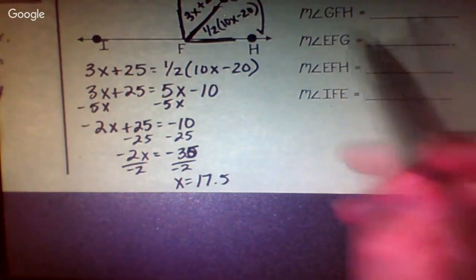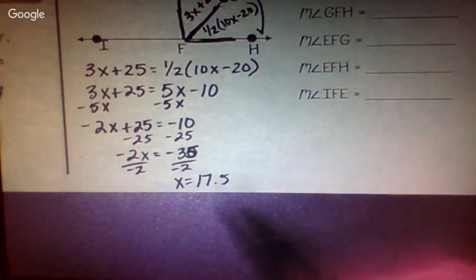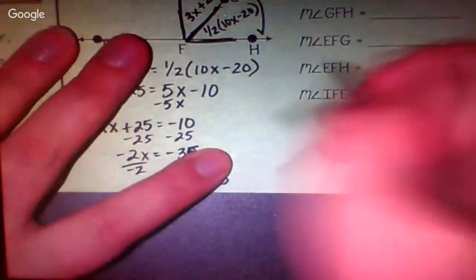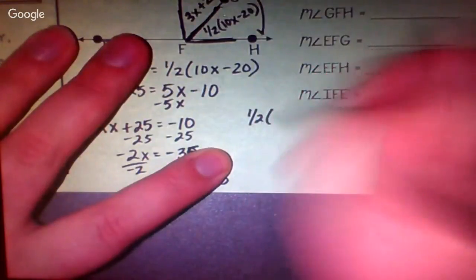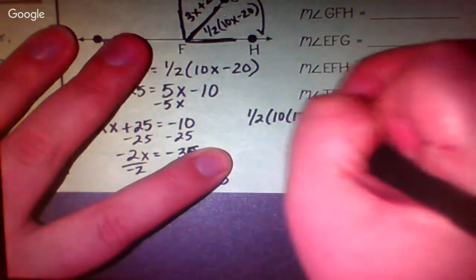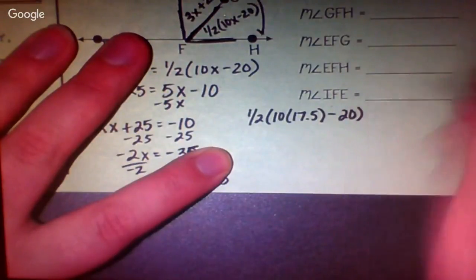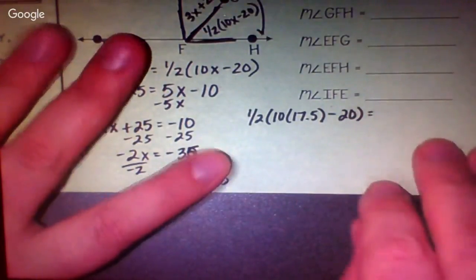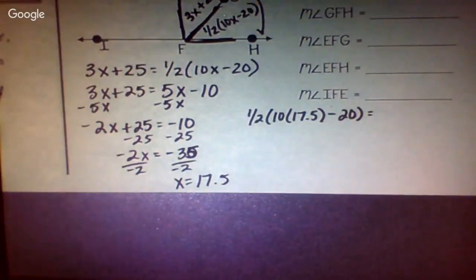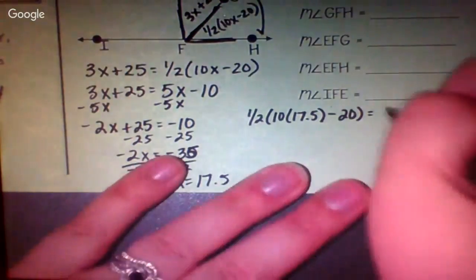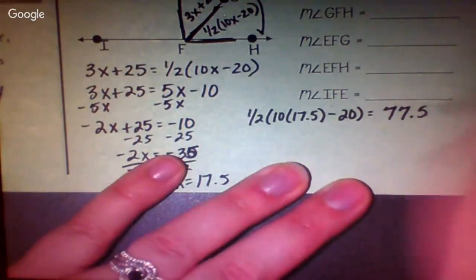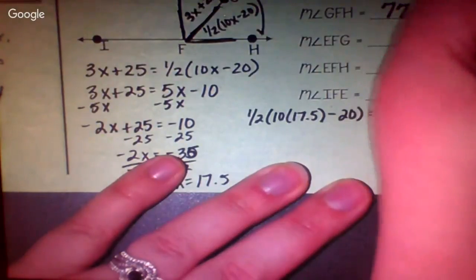The next thing they want us to find is the measure of GFH. Well, GFH is 1/2 times 10 times my x minus 20. 77.5? Yeah. Okay, so this one's 77.5.